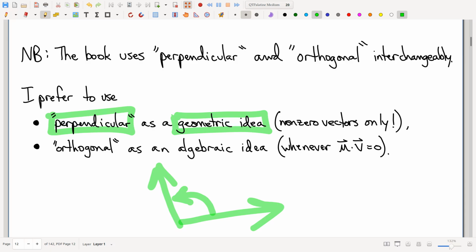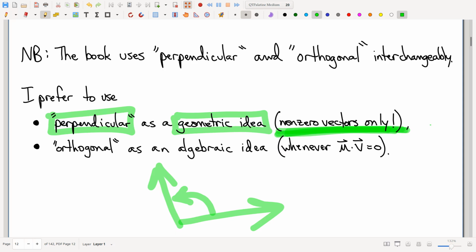By the way, it only applies for non-zero vectors. You can't talk about the zero vector being perpendicular to anything. It doesn't have a direction. Right? Zero doesn't point anywhere. Angle is a statement about directions. Right? You've got to have two actual directions to be able to talk about the angle between those directions. So there is no such thing as perpendicular when one of the vectors is the zero vector.